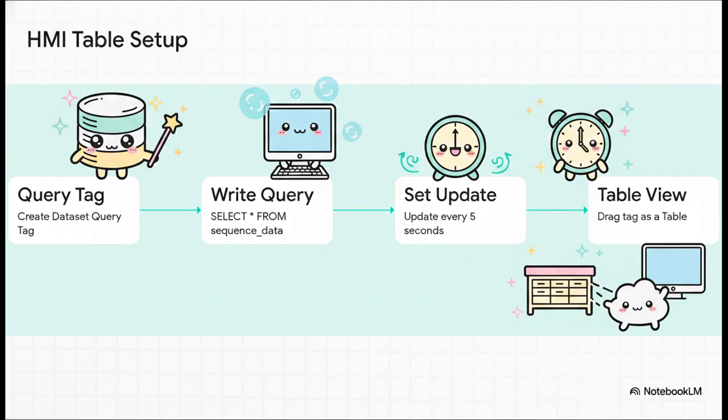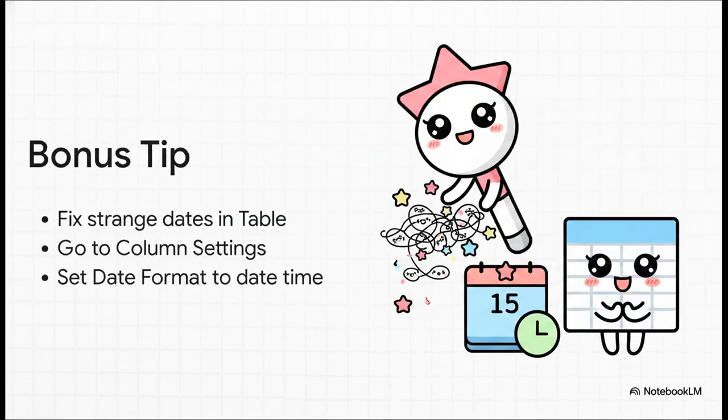Tell it to update every 5 seconds so it stays super fresh, and then simply drag this tag onto your HMI screen, dropping it as a table component. You'll immediately see your data populate, but I want to leave you with one final polished bonus tip. If the dates look like some strange string of numbers in your new table, don't panic. Just go into the table's column settings and explicitly set the date format to datetime. It cleans everything up instantly, making sure your HMI dashboard looks crisp, professional, and completely ready for an operator to use.